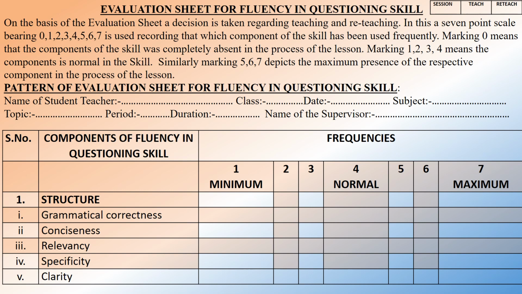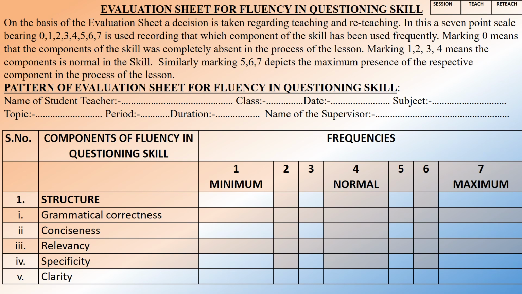On the basis of the evaluation sheet, a decision is taken regarding the teaching and reteaching process. In this, a 7-point scale is prepared bearing 1, 2, 3, 4, 5, 6, and 7 for recording which component of the skill has been used frequently.